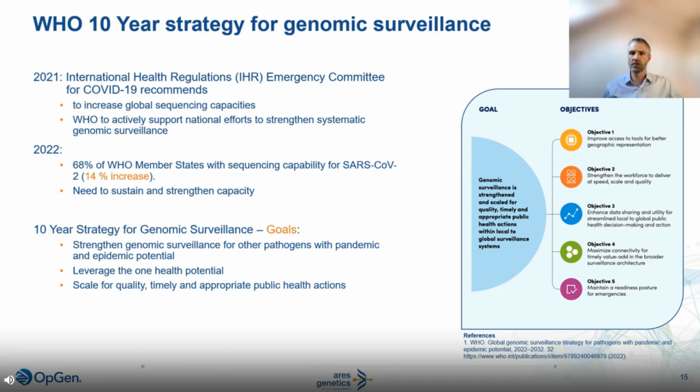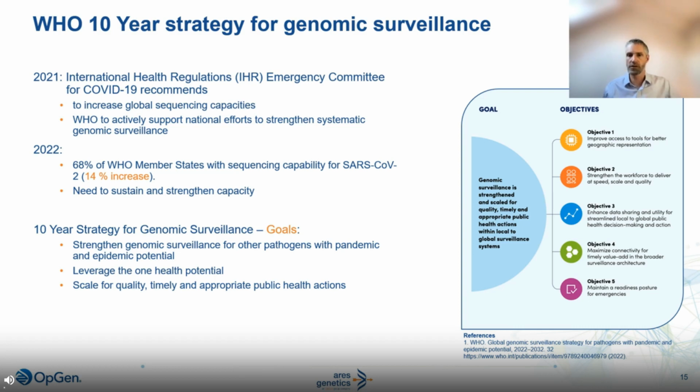The need for whole genome sequencing is in fact pervasive. In January, July, and again October 21, the International Health Regulations Emergency Committee for COVID-19 has recommended to increase global sequencing capacities. The IHR encouraged the rapid sharing of data, including metadata, and has asked the WHO to actively support countries to strengthen their systematic genomic surveillance. Between March 21 and January 22, there was in fact a 14% increase in the proportion of WHO member states with sequencing capability for SARS-CoV-2. It was deployed in over 2/3 of the member states in total.